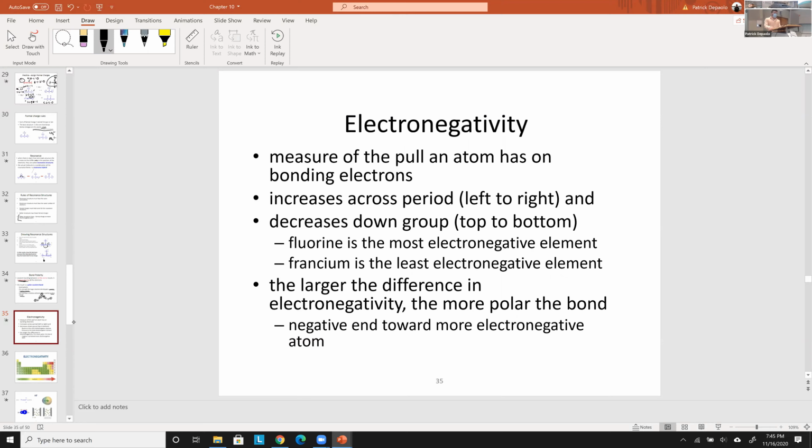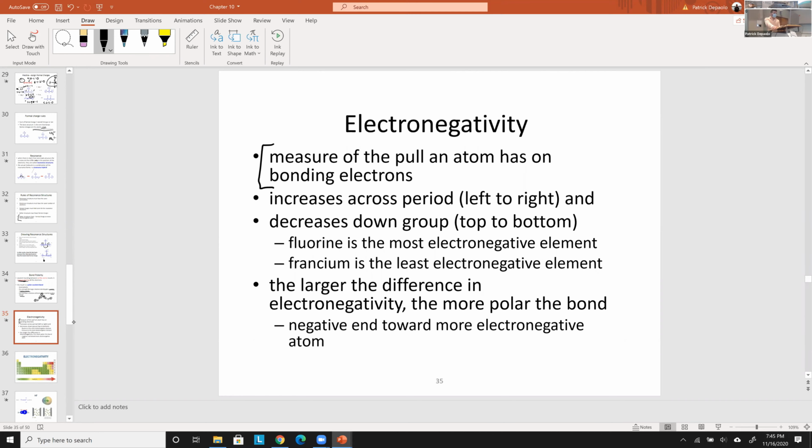So electronegativity is the measure of pull of an atom on bonding pairs of electrons. It increases across from left to right. It decreases going down. So basically the top right of the periodic table, fluorine, is the most electronegative atom. This doesn't include noble gases. They are not electronegative at all because they don't want to react with anything. When they're in covalent bonds, they don't want to pull in electrons or give away electrons. They're completely happy. They don't want to bond. So we don't consider them to be electronegative. But fluorine is the most electronegative and francium is the least.